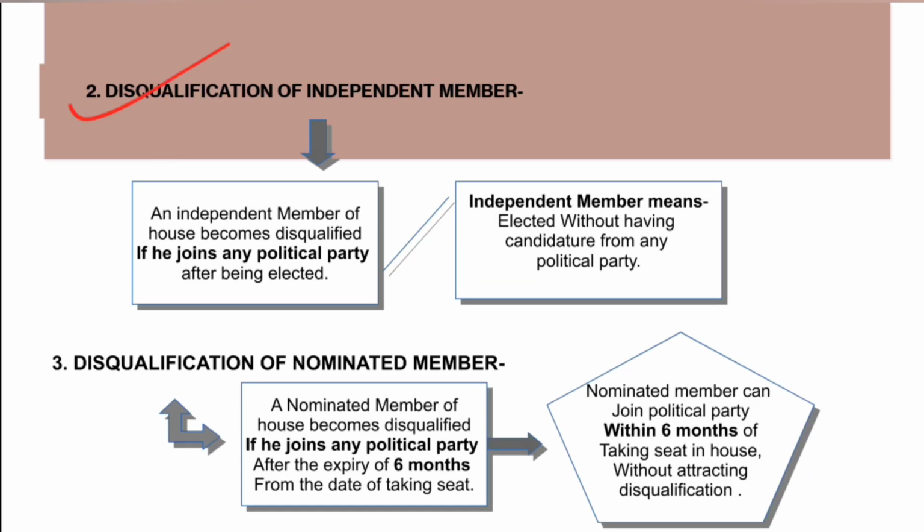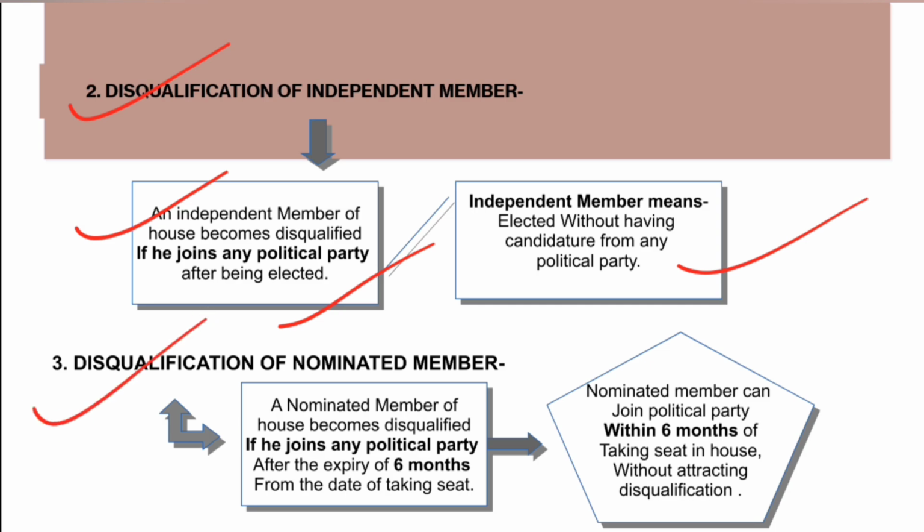Then ground number 2 is disqualification of an independent member. An independent member of the house becomes disqualified if he joins any political party after being elected. An independent member is one who does not belong to any political party. He has fought the election on his own and won independently. But if, after winning the election, that member joins a political party, he is defecting from that independent character. So that is also a scenario where defection can be attracted.